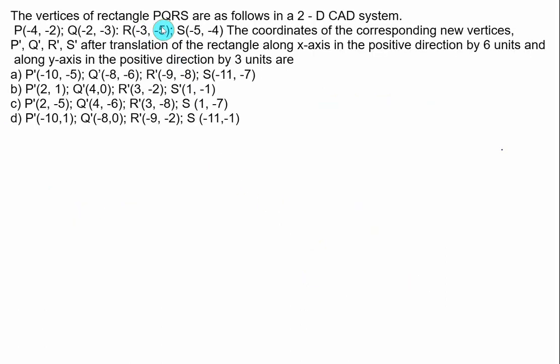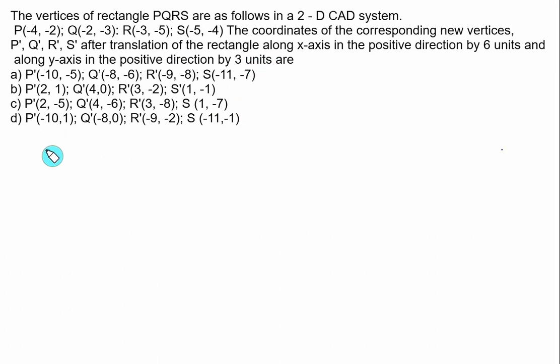The vertices of a rectangle PQRS are as follows in a 2D CAD system: P is (minus 4, minus 2), Q (minus 2, minus 3), R (minus 3, minus 5), S (minus 5, minus 4). The coordinates of the corresponding new vertices P prime, Q prime, R prime, S prime after translation of the rectangle along the x-axis in a positive direction by 6 units and along the y direction in the positive direction by 3 units we have to find out.